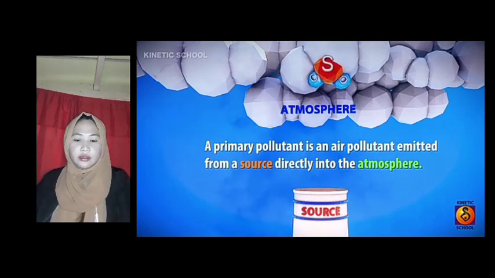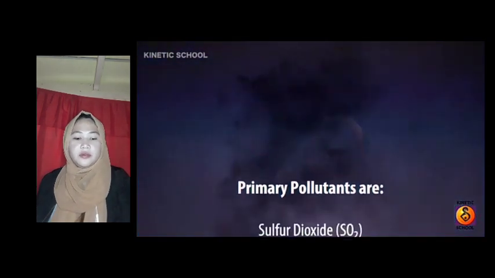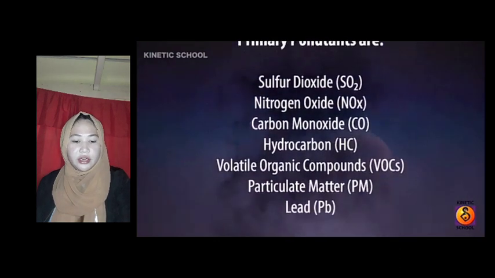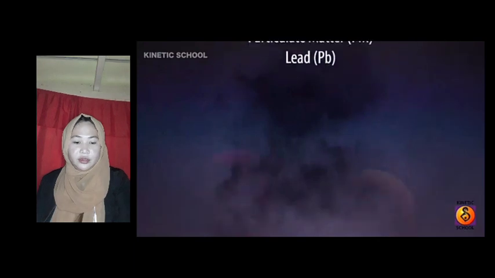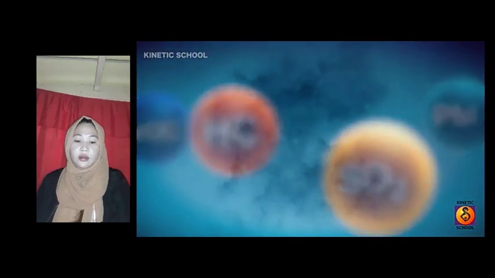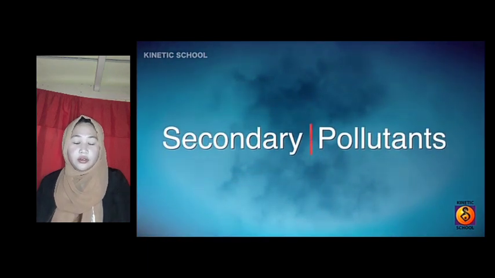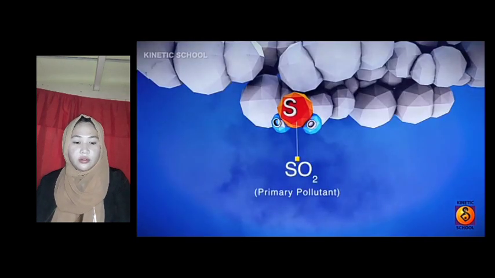Primary pollutants. A primary pollutant is an air pollutant emitted from a source directly into the atmosphere. Take a look at the picture. Primary pollutants are sulfur dioxide, nitrogen oxide, carbon monoxide, hydrocarbons, and so on and so forth.